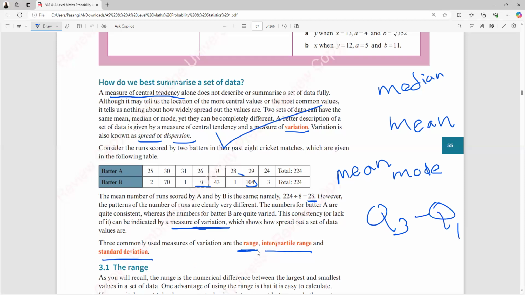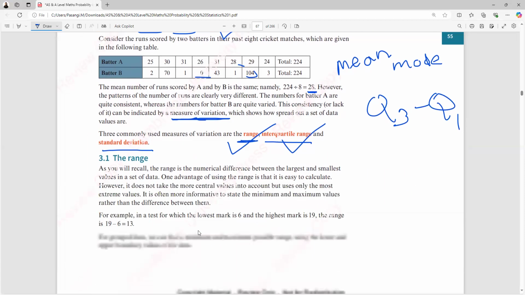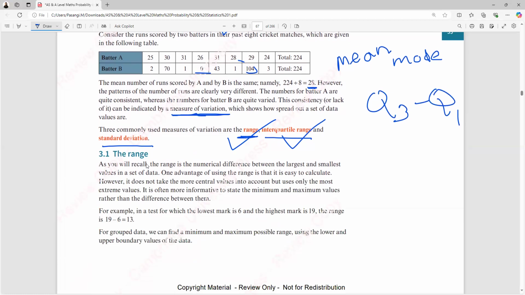And when it comes to range, range means the largest value minus the smallest value. That is the normal definition for the range. These two we already discussed in some cases in maths. But the standard deviation is the new one. So first, the range. As you will recall, the range is the numerical difference between the largest and the smallest values in a set of data. One advantage of using the range is that it is easy to calculate.